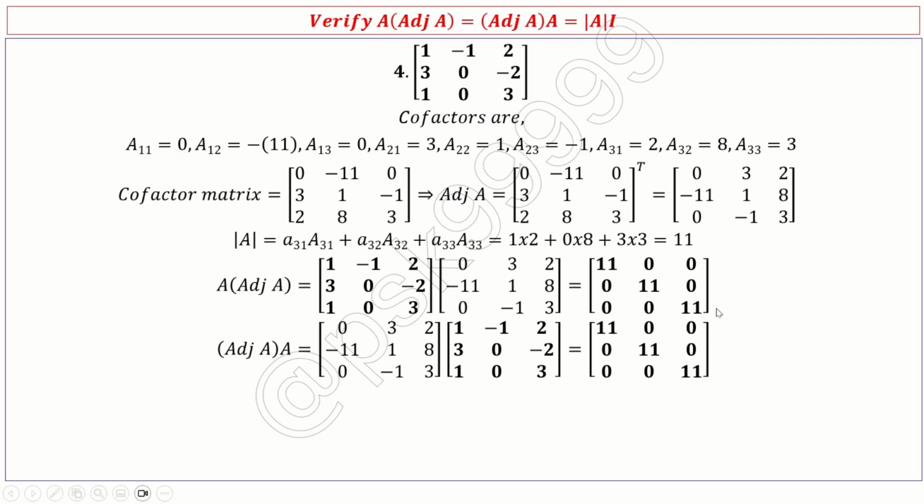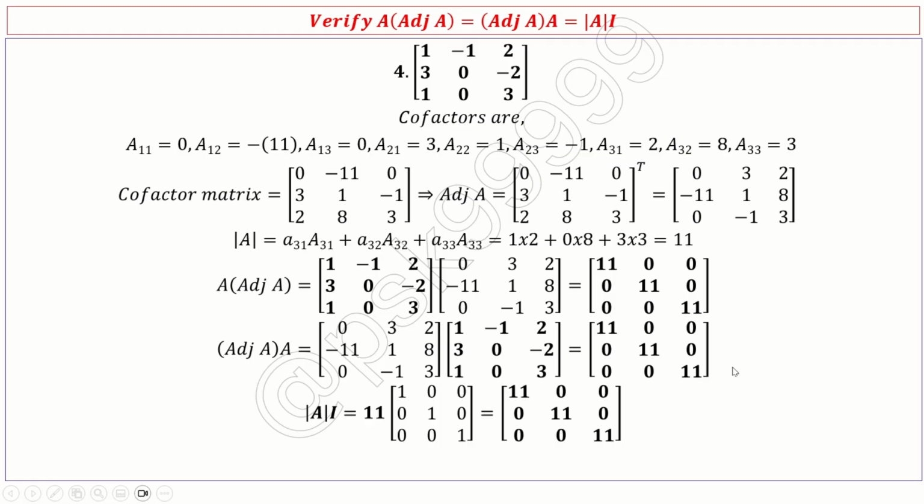Similarly, adjoint of A into A is also 11I. 11I is nothing but, as we know, 11 0 0, 0 11 0, 0 0 11. So we verified that this is true. We have not proved it, but we verified it. That's it. And this is the basis for getting A inverse.